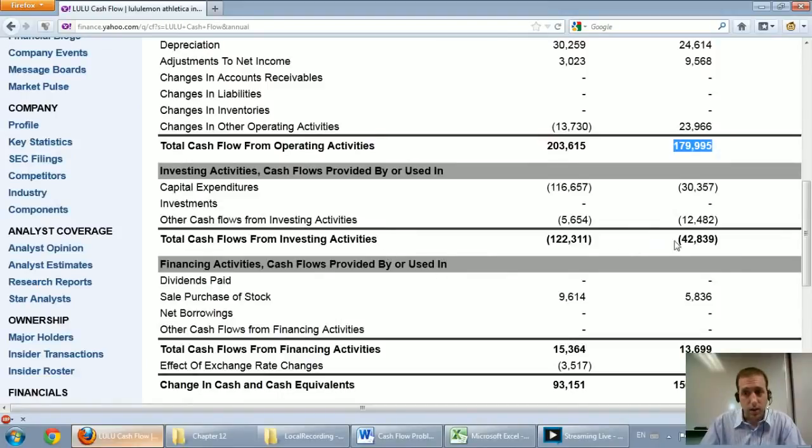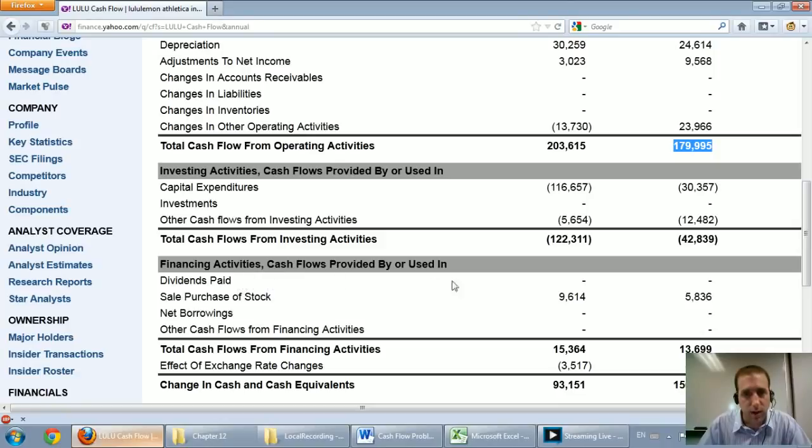The next line down, their cash flow from investing, last year they spent $42 million on investing activities, and this year $122 million. This is a company that at least last year made big expansion attempts. That's how I would read that. It's an expanding, growing company, and I expect to see a negative number there. And the fact that it grew by so much means they did real major expansion last year.